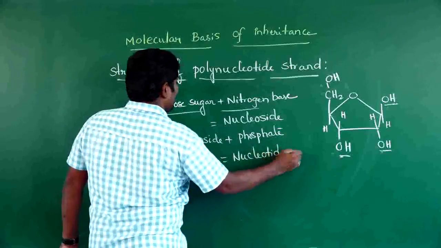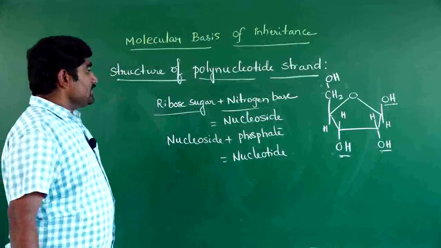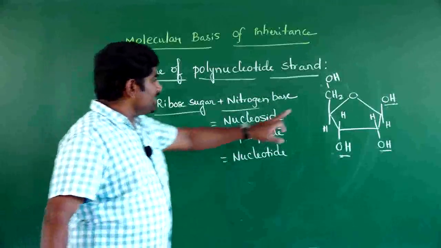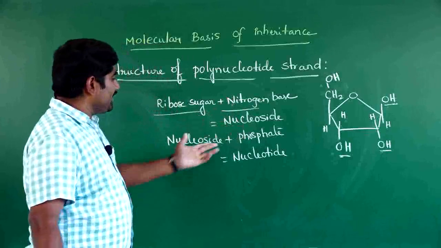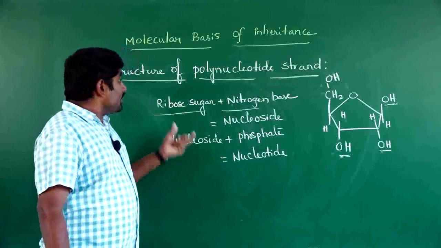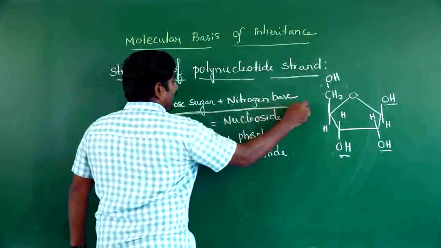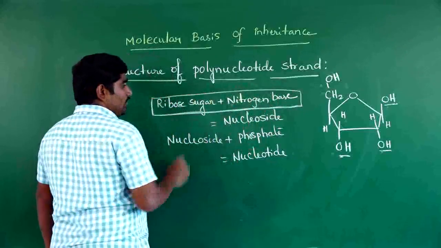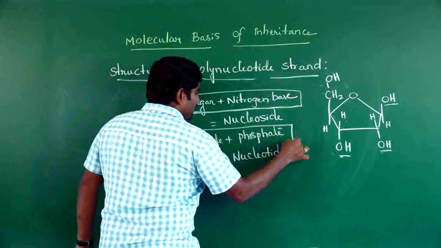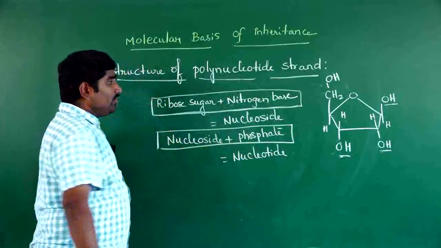So this is the structure of a nucleotide. A nucleotide consists of three things: one is ribose sugar, another is nitrogen base, and another is phosphate group. Ribose sugar and nitrogen base together are called nucleoside. And nucleoside plus phosphate is called nucleotide.